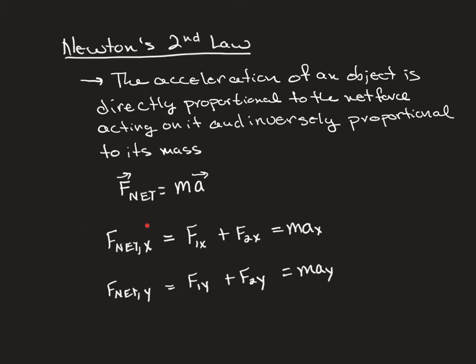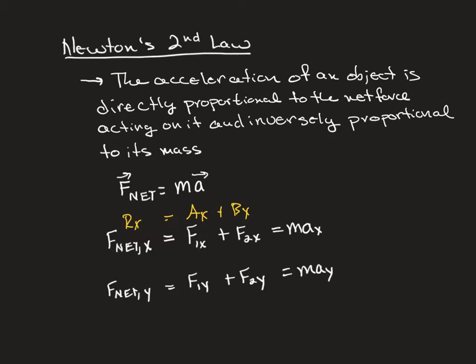So we're going to say force net in the x direction is equal to force 1 in the x plus force 2 in the x. So we're summing the forces acting on the object, and that's going to equal mass times acceleration in the x direction. This is very similar to saying that R of x is equal to A of x plus B of x. So we're adding together the x components. And just like a resultant, the net is the same as the resultant.